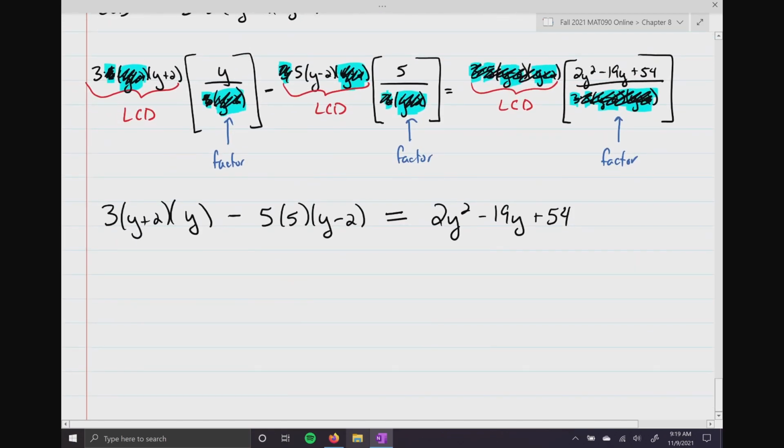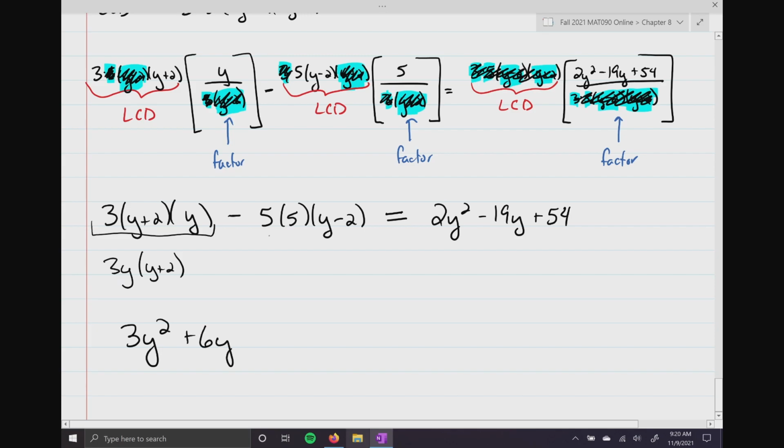Okay? Now from here, we're going to clean everything up. So I guess what I should have done in this very first term right here, I should have written it as 3y times y plus 2. Because now I can distribute. 3y times y is 3y to the second. And then 3y times positive 2 is plus 6y.